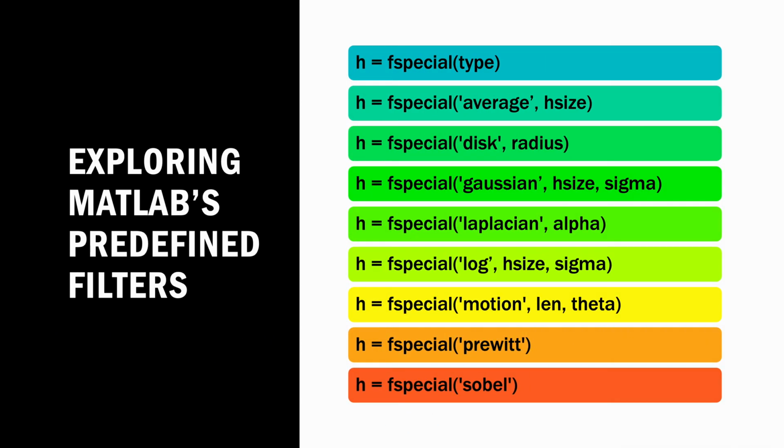MATLAB provides a collection of predefined 2-dimensional filters that can be generated using the fspecial function. As shown here, you can create filters such as average, disk, Gaussian, Laplacian, and logarithmic filters, each designed for different image processing tasks. You can also define motion, prewitt, and Sobel filters, which are commonly used for detecting edges and enhancing image features. Experimenting with these filter types helps you understand how each one affects an image. For detailed options and parameters, you can refer to MATLAB's documentation or help files.